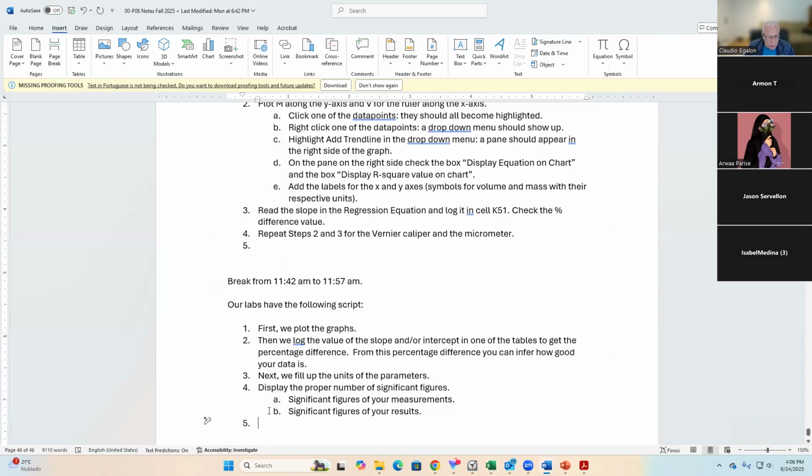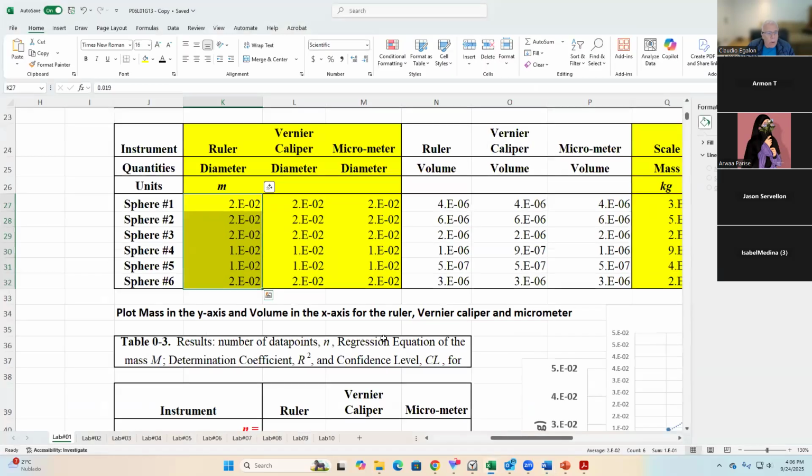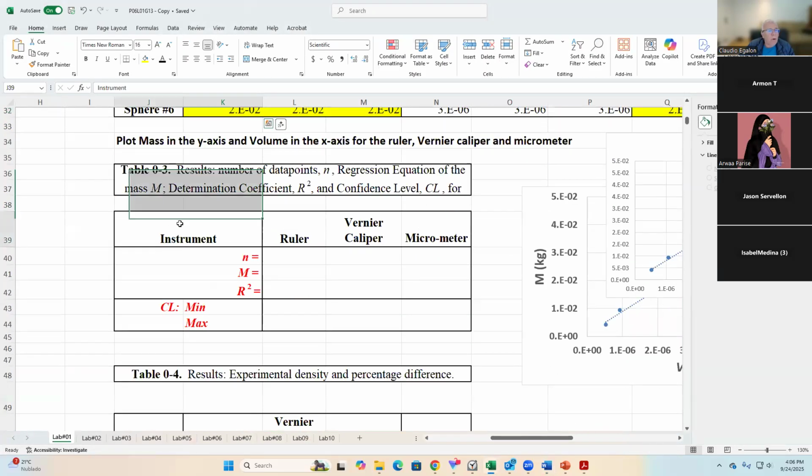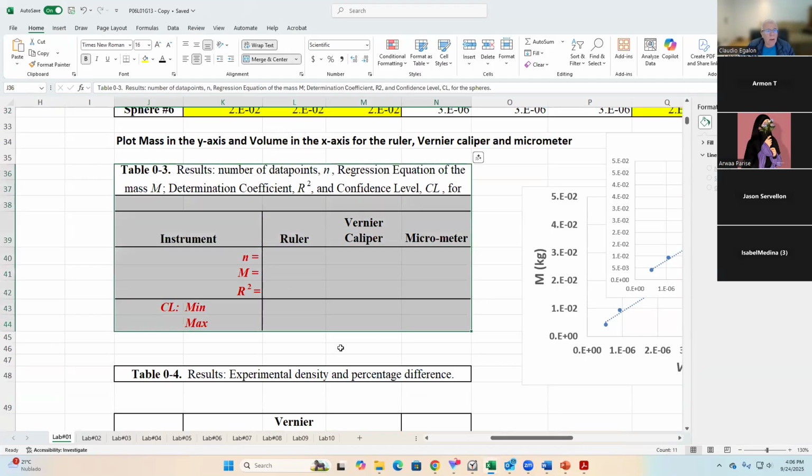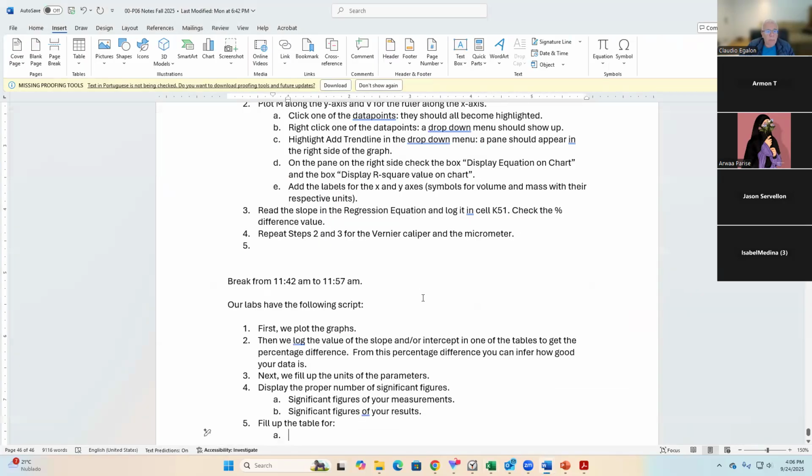And what else do we have to do? Fill up the table for the CL. Fill up the table for, let's say, A, more than one. It should be the second table. No, it's the third table, this table here. That will be the third table, okay? Fill up the third table. Let me just write that down and then we are going to talk about significant figures.